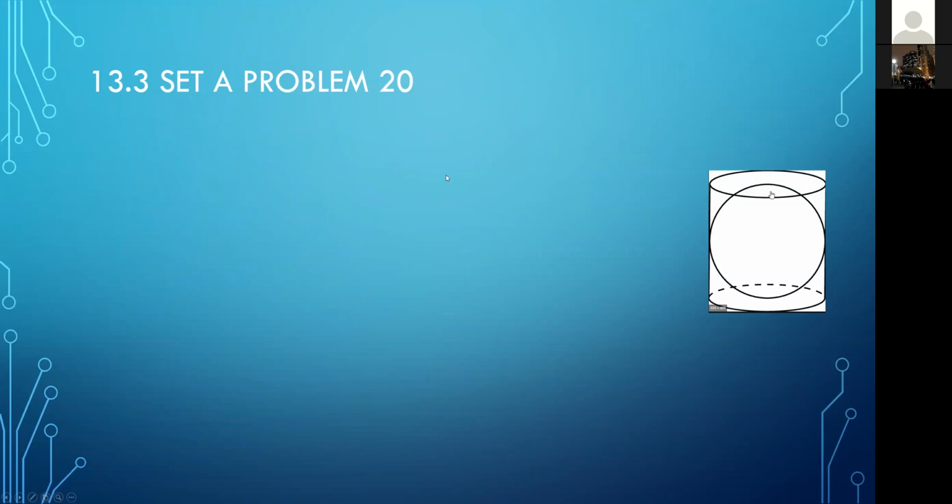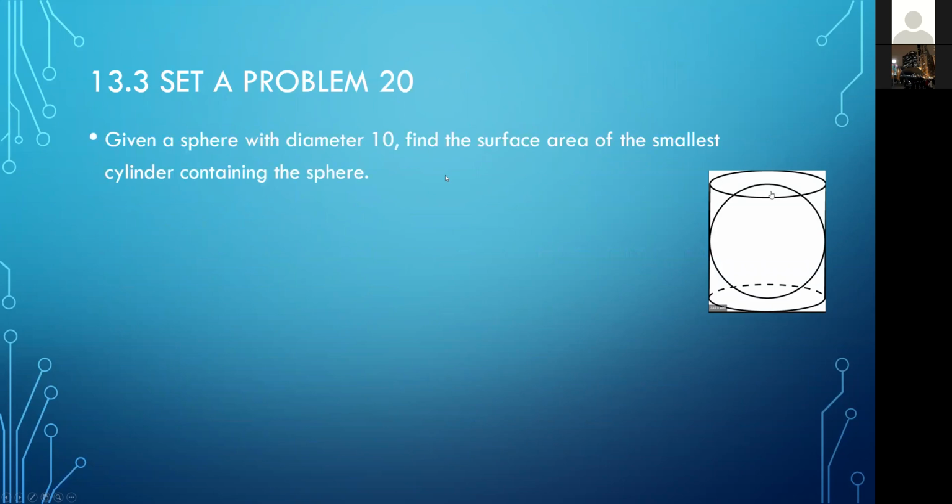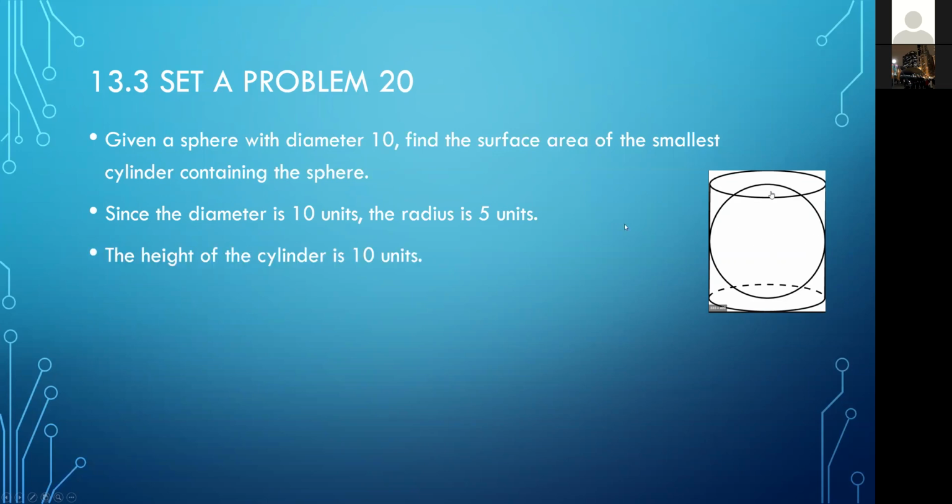Okay, next we're going to take a look at problem number 20. It says, given a sphere with a diameter of 10, find the surface area of the smallest cylinder containing the sphere. So since the diameter is 10, that means that from one side here to the other side will be 10, and same thing from the top to the bottom. Since the diameter is 10, we know that the radius will be 5 units, and the height of the cylinder will be 10 units.